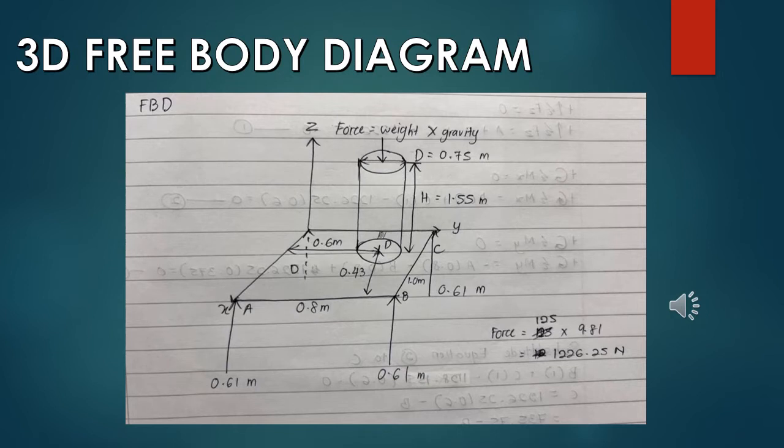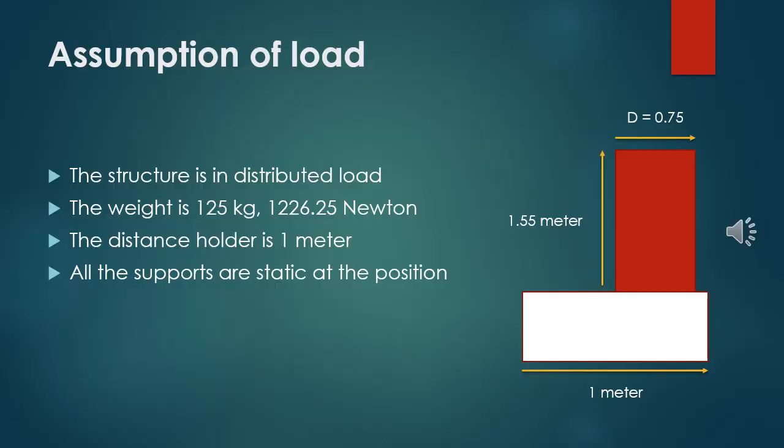This is the 3D free body diagram with full dimension. This is the assumption of load. The structure is in distributed load. Next, the weight is around 125 kg, which is equal to 1226.25 Newton. The distance holder is about 1 meter and all the supports are static at the position. Thank you.